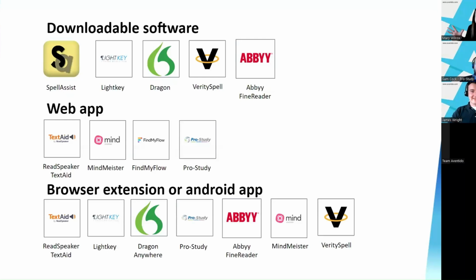Right, so now on to assistive technology. So you hopefully now have some understanding of what Chromebooks are, what you can and can't do on them. So what assistive technology is available? We're going to look at assistive technology that Aventido have, because we're all very familiar with it, and we know how it works.